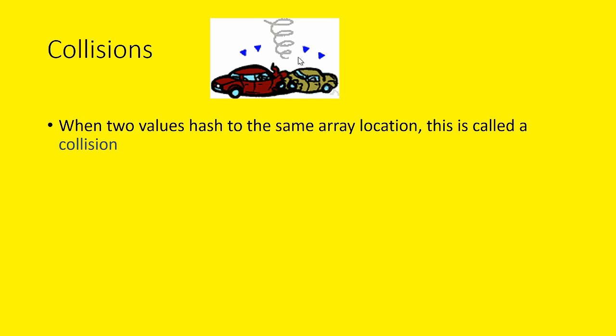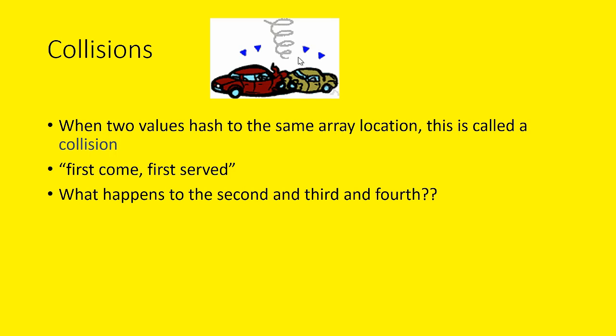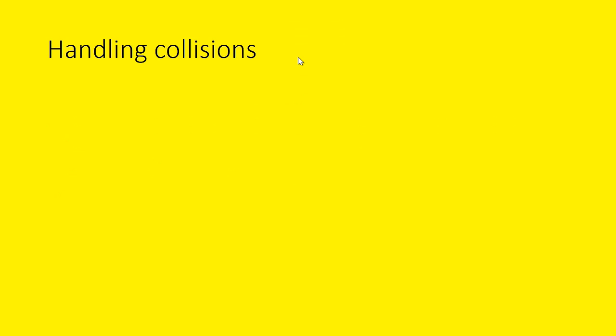Okay, so this happens everywhere. You collide, two guys go for the same girl, all those things. Okay, so typically one solution is first come first serve. That's how law happens, but most of the cases it doesn't. So what happens to the second and third and fourth? They're dropped out. But in programming life, we can't drop out the things.